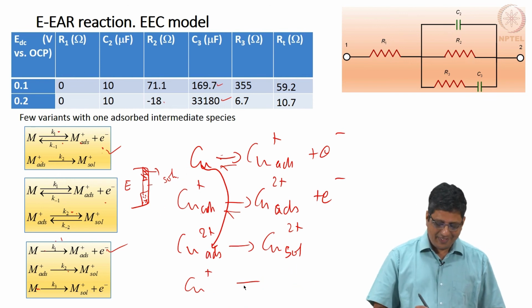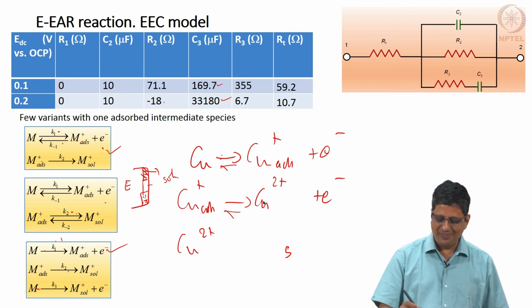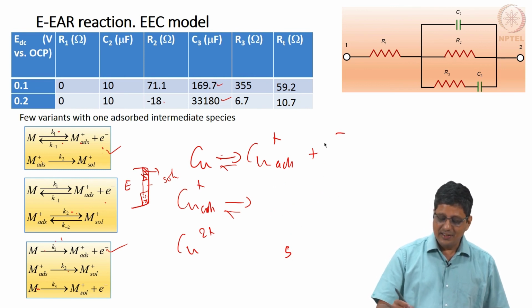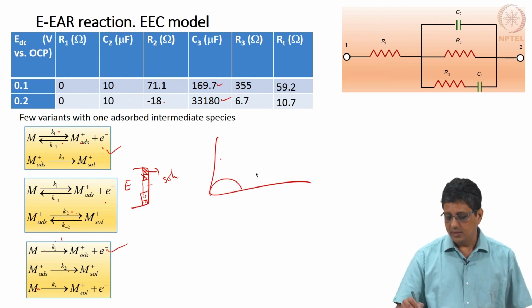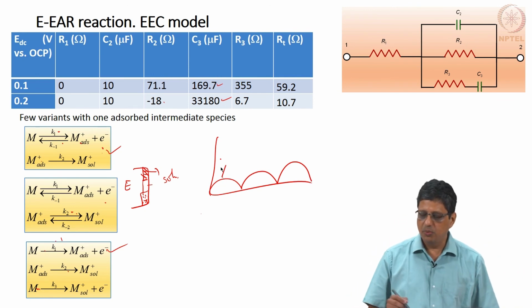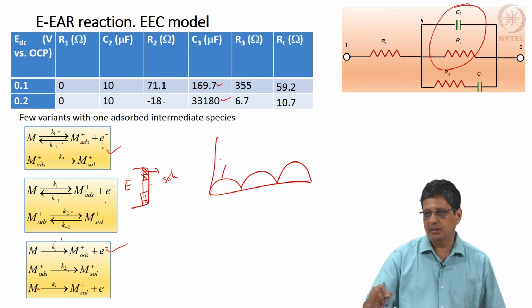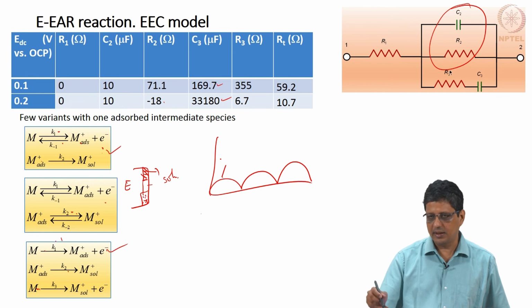Now, what mechanism should you propose? Okay. We can get some hints under these conditions. If you get 3 loops like this, the high frequency loop would come from the double layer capacitance and actually not this, it is the charge transfer resistance, this is the polarization resistance, but that is all right.